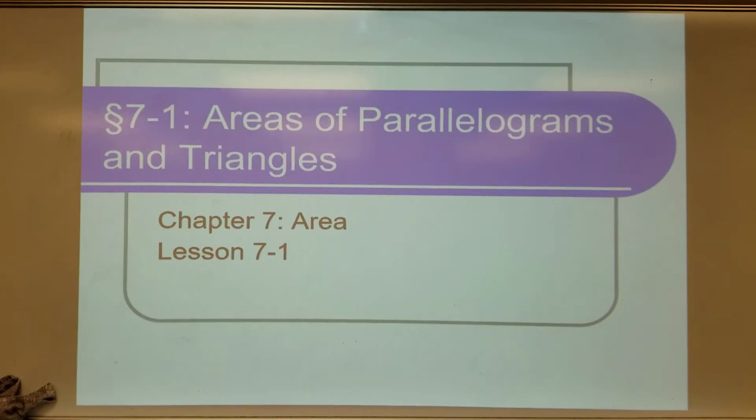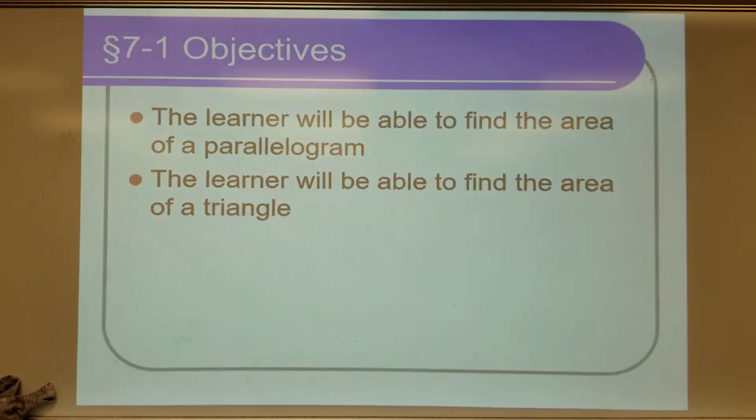All right, hopefully pretty quick and painless on this. We're going to find the area for parallelograms and also the area for triangles in this first lesson of our new Unit 7. The learner will hopefully be able to find those areas by applying the formulas that we are going to show here momentarily.